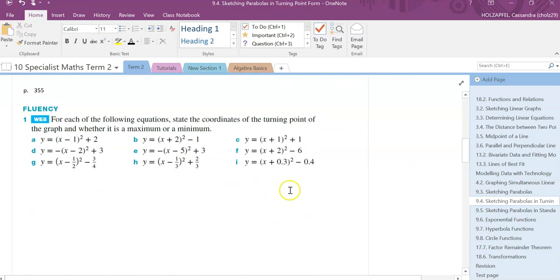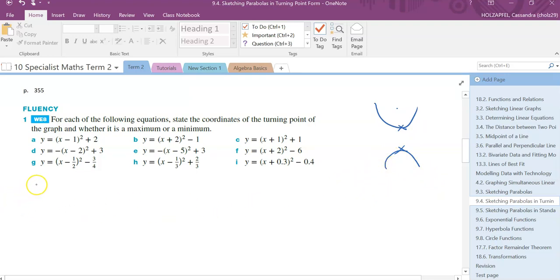These are on page 355. For each of the following equations, state the coordinates of the turning point of the graph and whether it's a maximum or a minimum. When I'm talking about a maximum or a minimum, if I have a smiley face parabola, then the turning point is going to be the lowest part, or a minimum point for that parabola. If it's a sad face parabola, then it's going to be a maximum, because that's as high as that value is going to go, at that turning point.